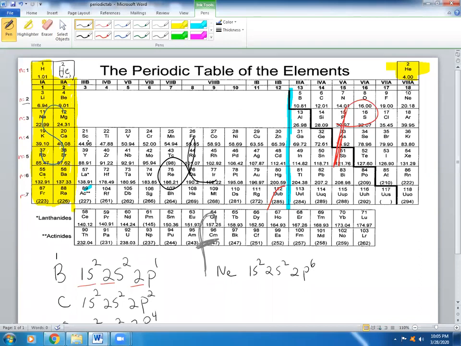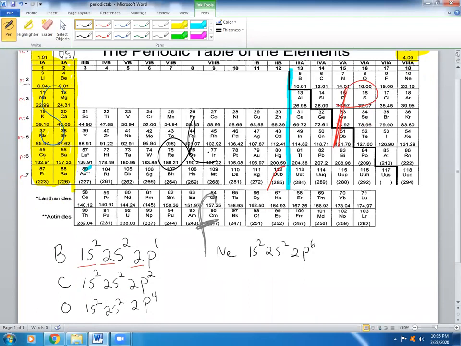And the D can take 10. When we get to the D, if you count all of these, you're going to have 10. And the F can take 14. If you count all of these, that takes 14. Very well. So understanding the pattern is really, really more important than memorizing.